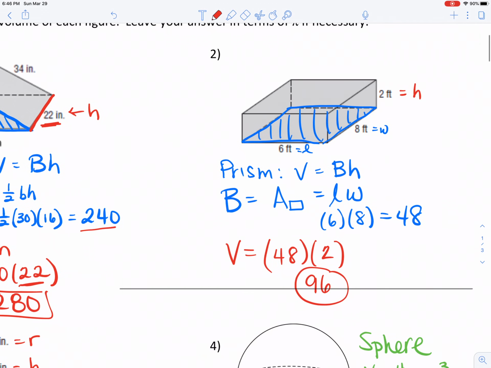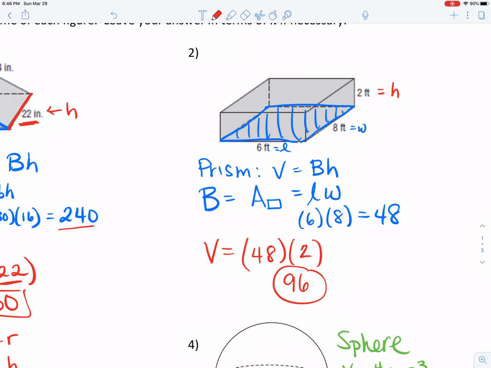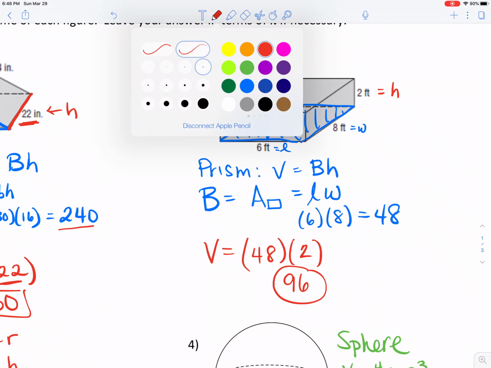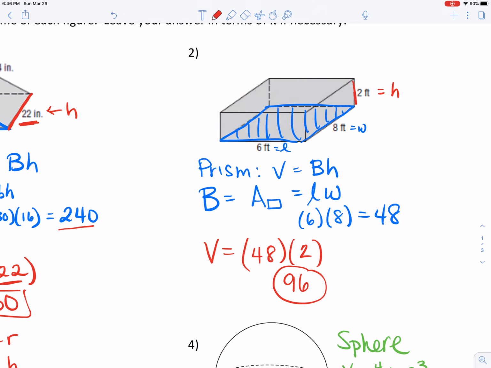For number 2, here is a prism also, but now the bases are 2 rectangles. So it doesn't matter which you decide to make the base, but here I took the 6x8 rectangle on the bottom, got the area of that, that's my big B. The area of that is 48. Then you multiply that area by the height of 2, because you're basically stacking 2 of those on top of each other to get the 96. The 48, the area of that base, times 2.